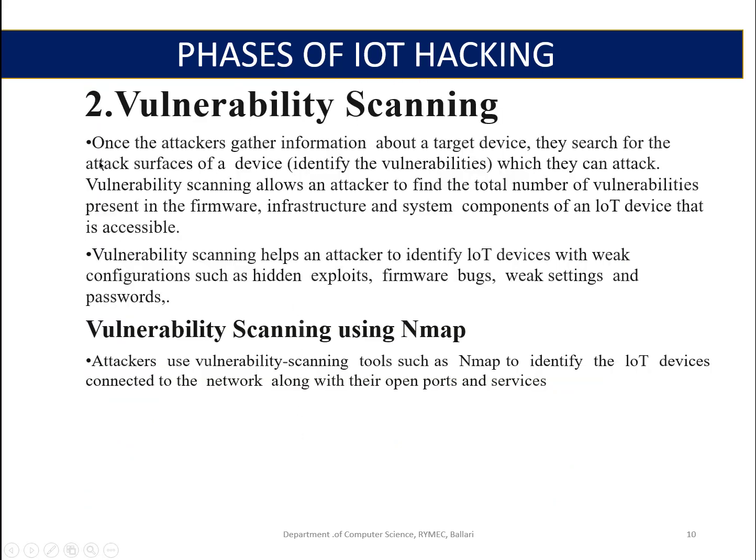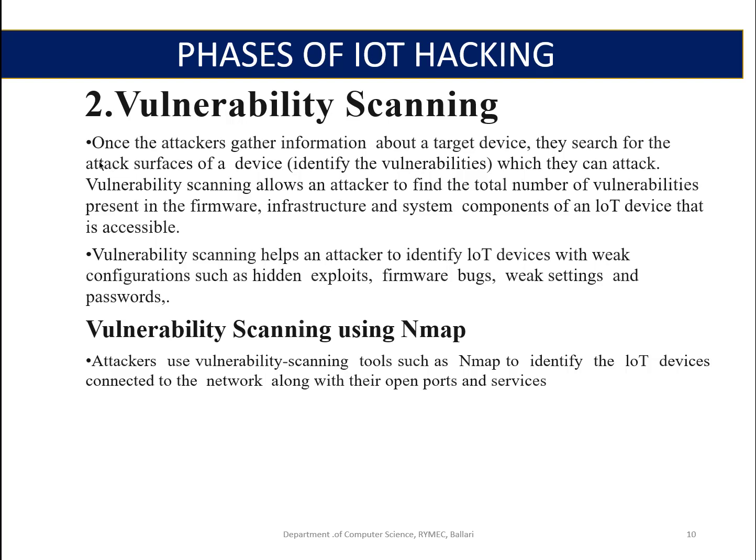Phases of IoT hacking. The second phase is vulnerability scanning. Once the attacker gains information about the targeted device, they search for attack surfaces of the device which they can attack. Vulnerability scanners allow the attackers to find the total number of vulnerabilities present in the firmware, infrastructure, and system components of IoT devices that are accessible. Vulnerability scanning helps an attacker to identify devices with weak configurations such as hidden exploits, firmware bugs, weak settings, and passwords. Vulnerability scanning can be done using the Nmap tool.